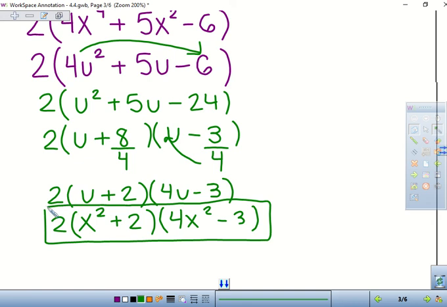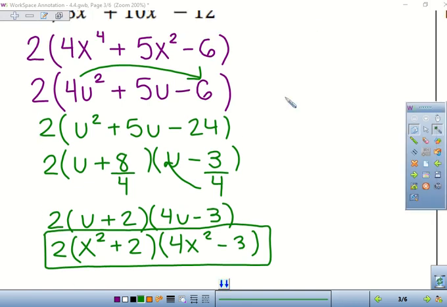What's the point? Because we aren't able to factor x to the 4th, so we have to make it into something squared. So it's a method to help us get the degree down. Yep.